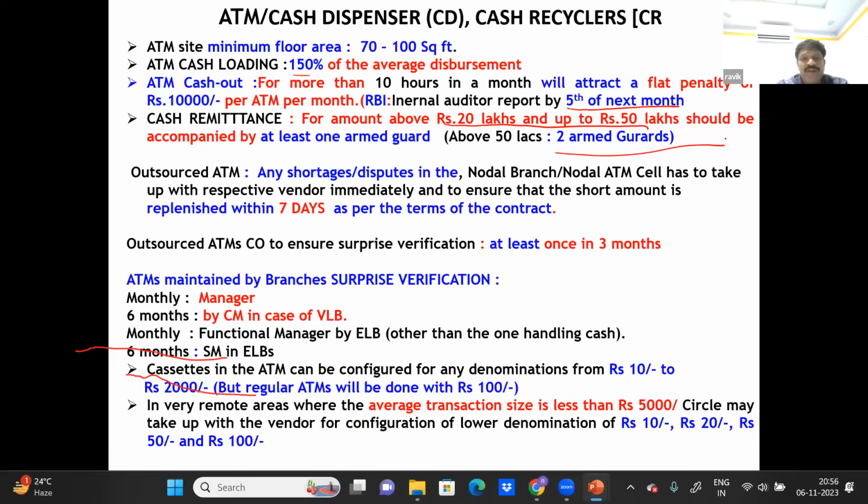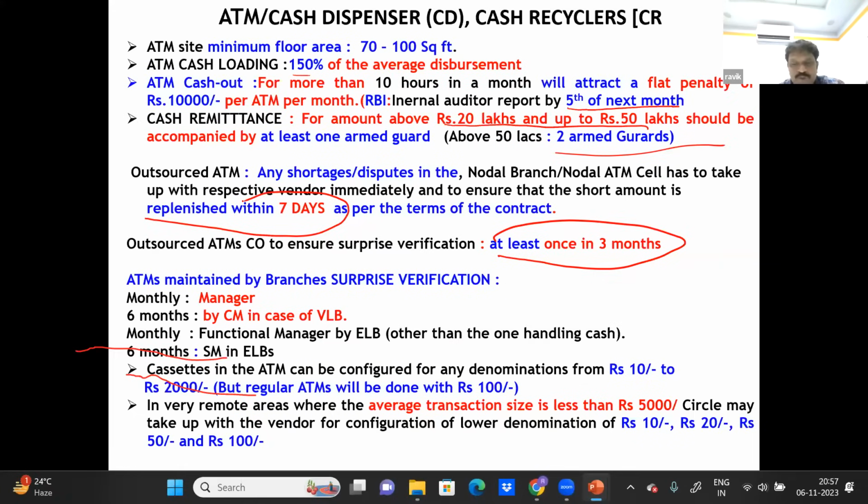Now, outsourced ATM. If your ATM is outsourced, CapEx, OpEx ATM, and you observe some shortage in the ATM, suddenly you went for a surprise verification. Outsourced ATMs also you have to verify at least once in 3 months, remember. Suddenly you got some dispute, some shortage is there. Cash closing is 20 lakhs, there it is 19 lakh 50,000 or 19 lakh 30,000. Shortage is there. Within 7 days, they have to replenish. Any loss, they have to replenish in 7 days.